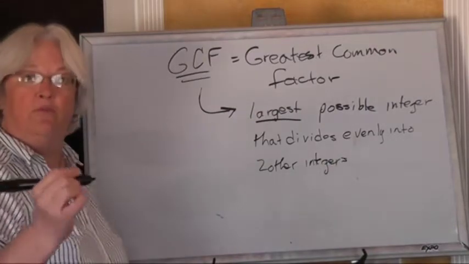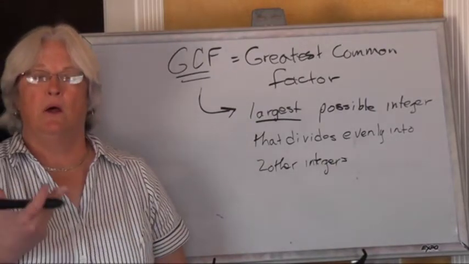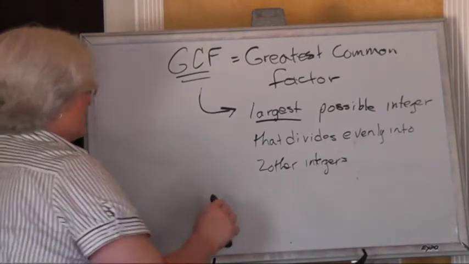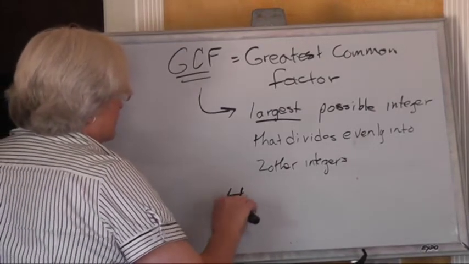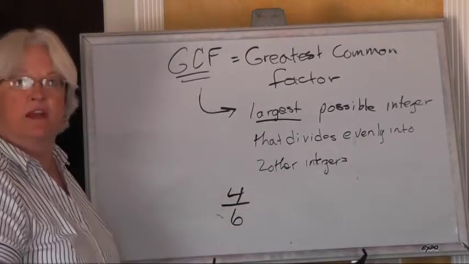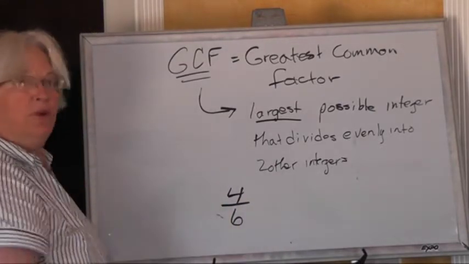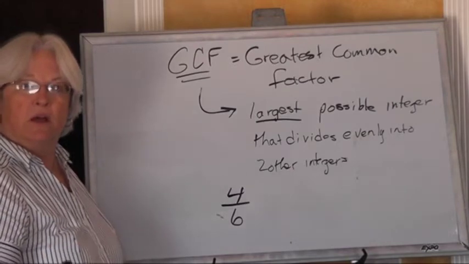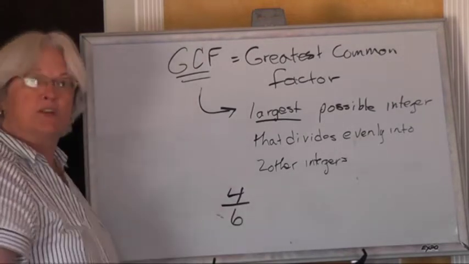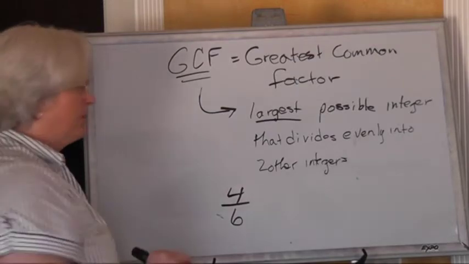Now this should be review for you. You learned to use the greatest common factor when you were reducing fractions. For example, if you had 4/6, you know that 4/6 is not the lowest reduced form of this fraction, because 4/6 actually reduces to 2/3.